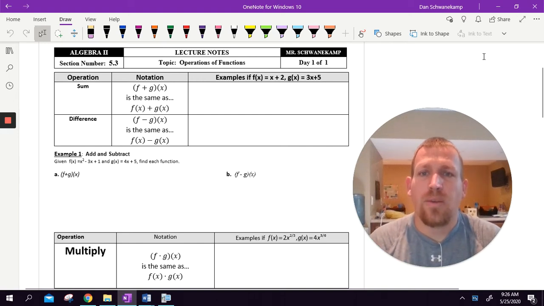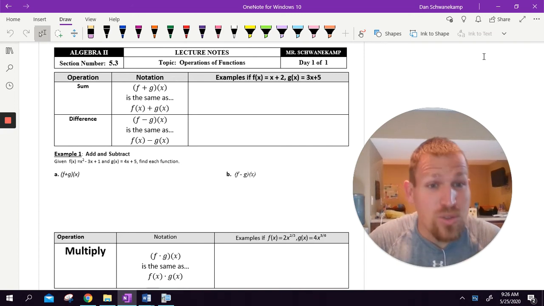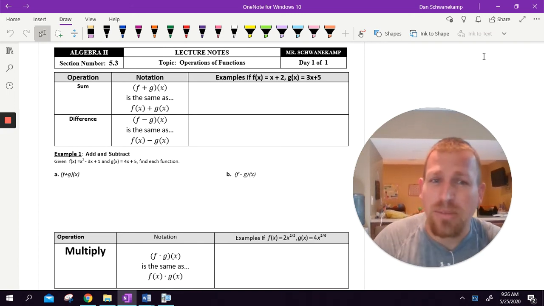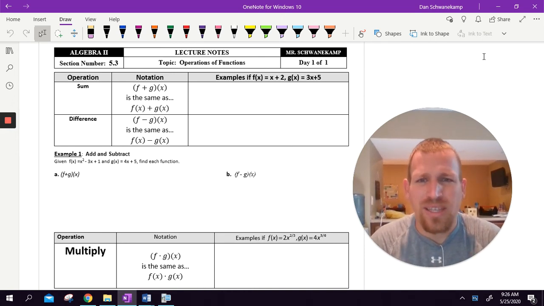Hey guys, today we are doing operations of functions. I've done this lesson a couple times already. I feel like you do this again in second semester. You've probably done this a little bit in Algebra 1. It's easy. It's just a matter of putting things together.